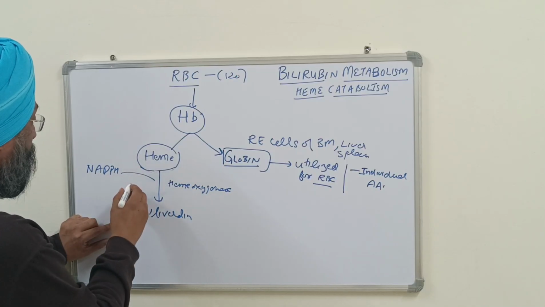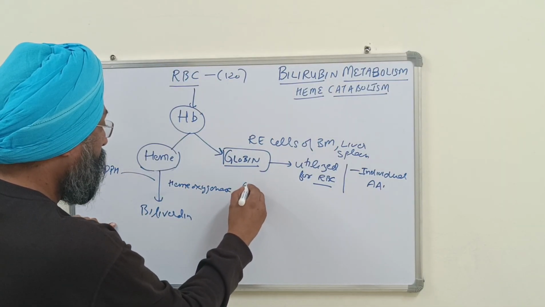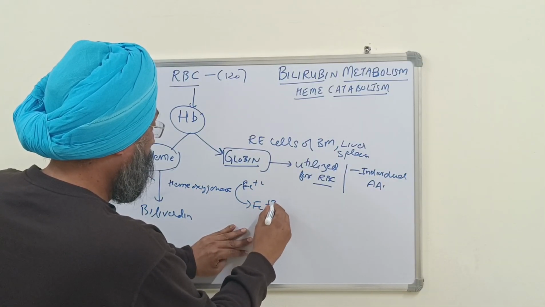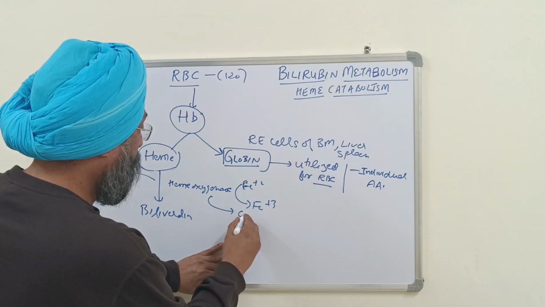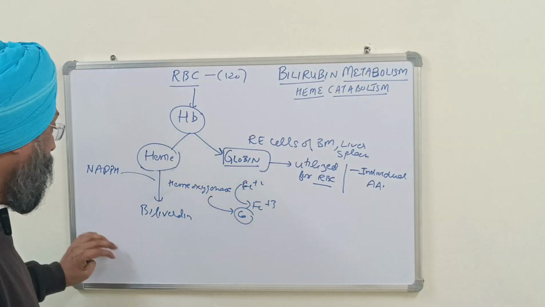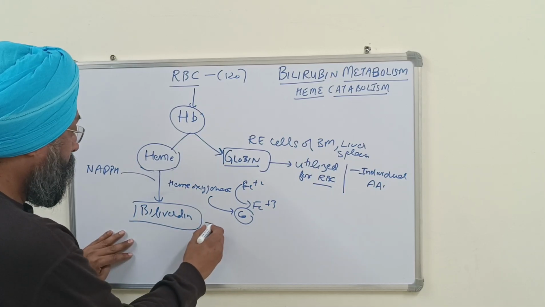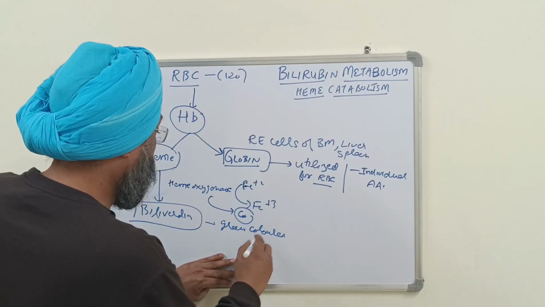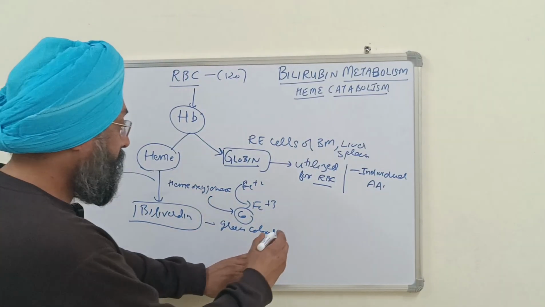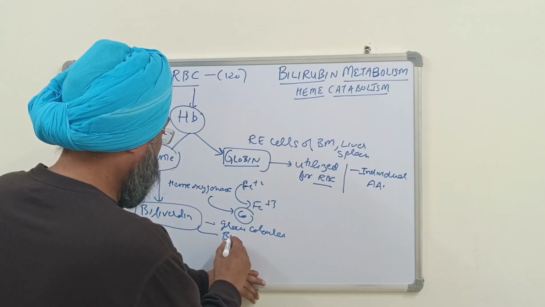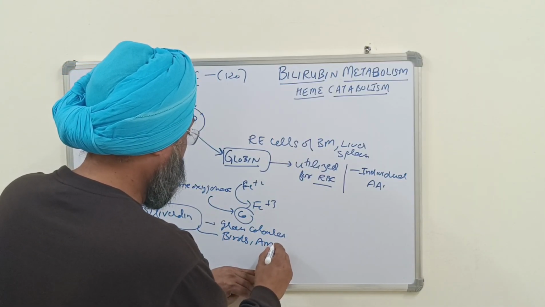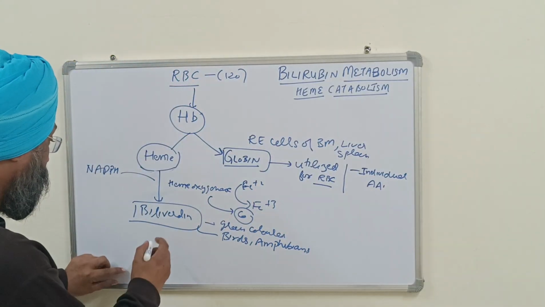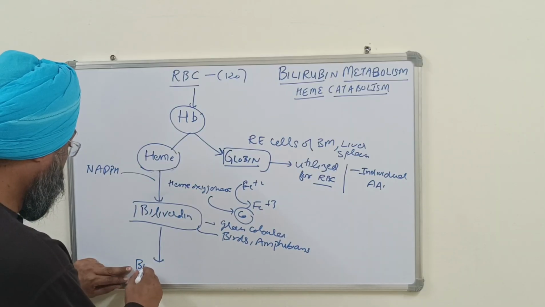This reaction requires NADPH, and the ferrous iron is converted to ferric form, and there is endogenous production of carbon monoxide. This biliverdin is a green colored compound, and it is very toxic, and it is excreted in birds and amphibians. But in mammals it is further degraded to form bilirubin.